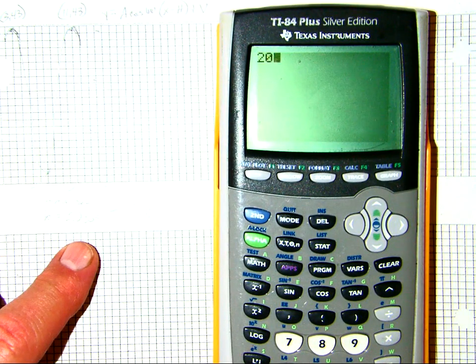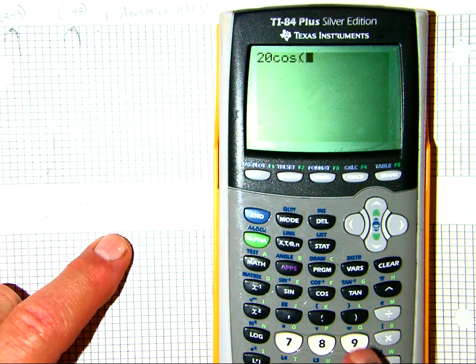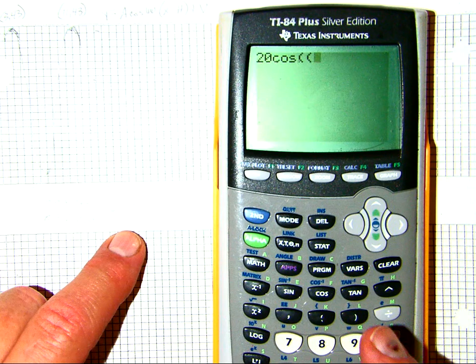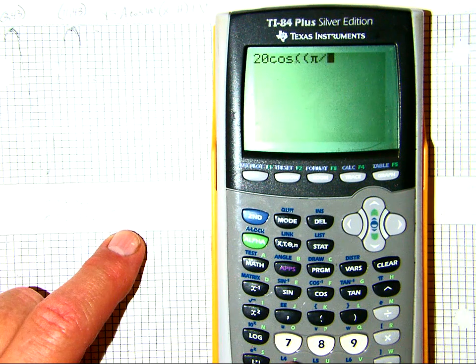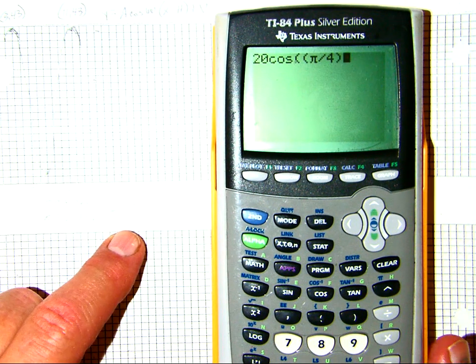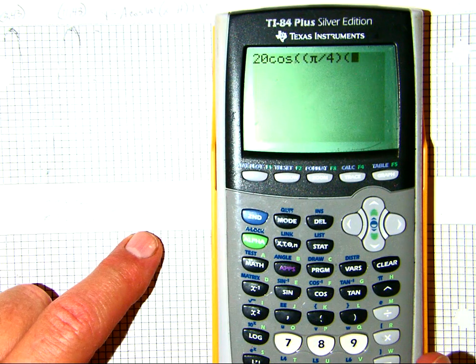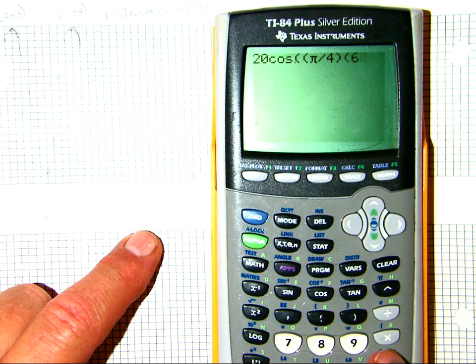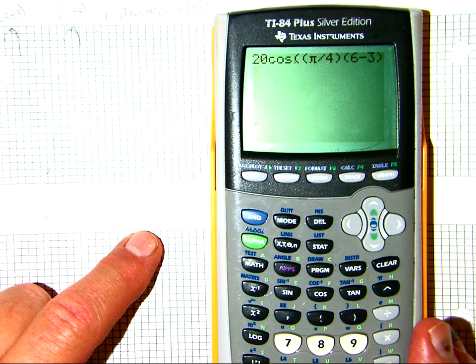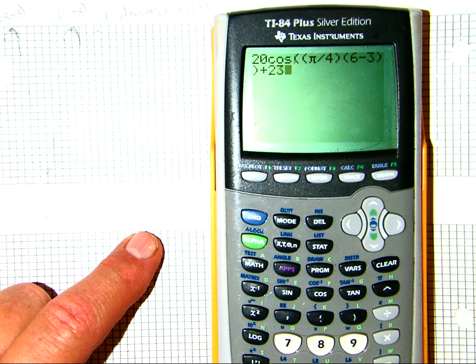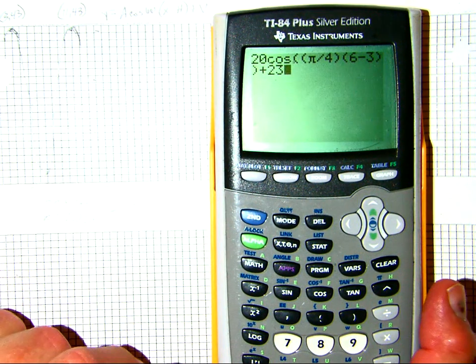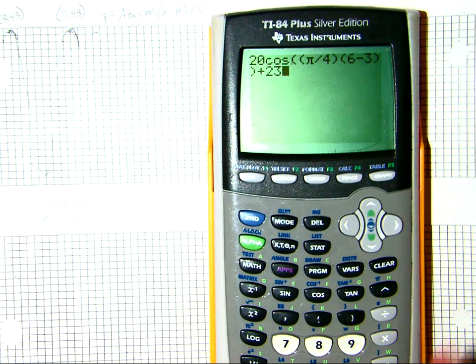So we're going to go 20 cosine. I'm going to start with the parentheses. Then I want pi divided by 4. So I'm going to put, I got two parentheses. So pi divided by 4. I'm going to close the one for the pi over 4. I'm going to start another one. Now for x minus 3, I'm going to put 6 minus 3 and close again. So just like when I wrote that equation on my paper, I had all those parentheses in there, and then plus 23. So I just took that equation, I entered it in there like that. Now I hit enter, and it says 8.86.